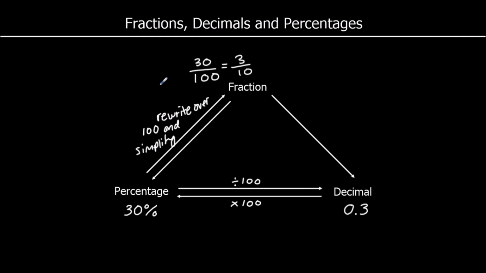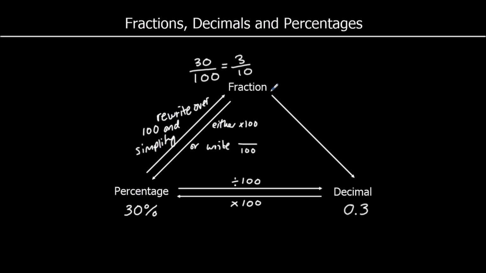To change a fraction back to a percentage, we can either do the opposite, which is make the fraction out of 100 and then rewrite it as a percentage, or we can times by 100. So either times by 100 or write over 100.